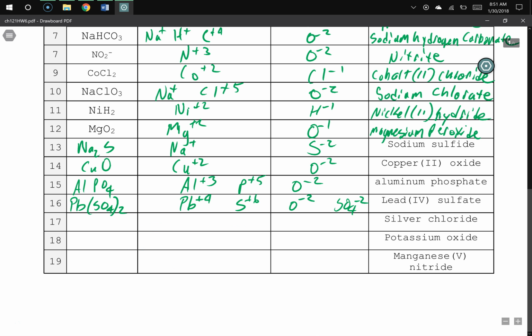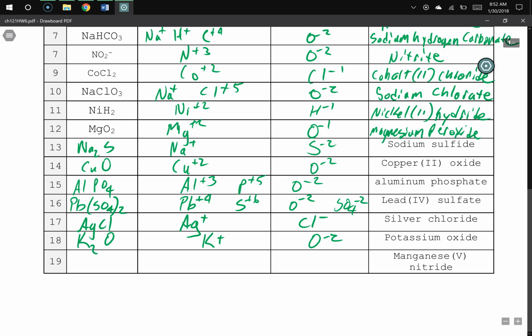All right, silver chloride. So I have a silver and I got a chloride. The silvers are +1, the chlorides are -1, so this is just AgCl. I have a potassium with a plus charge. I have an oxygen with a -2 charge. So then my potassium needs 2 of those to go along with my 1 oxygen.